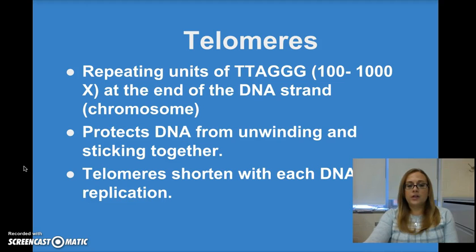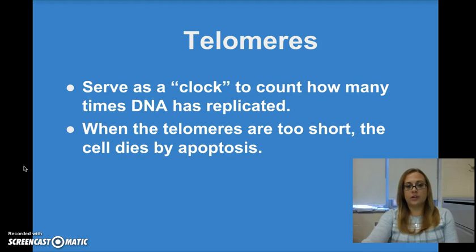These are going to be repeating units of TTAGGG. And when we say repeating units, we're talking like 1 to 1,000 of these at the end of a DNA strand or at the end of a chromosome. And it's going to protect that DNA from unwinding and sticking together. And the telomeres are going to be what's shortening at each DNA replication. So you're going to end up cutting off ends of these telomeres as opposed to that DNA that you're trying to replicate. So telomeres can kind of serve as a clock to count how many times DNA is replicated.